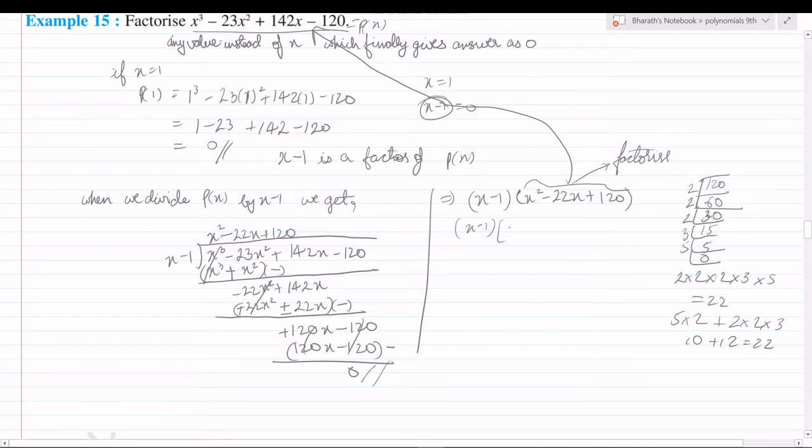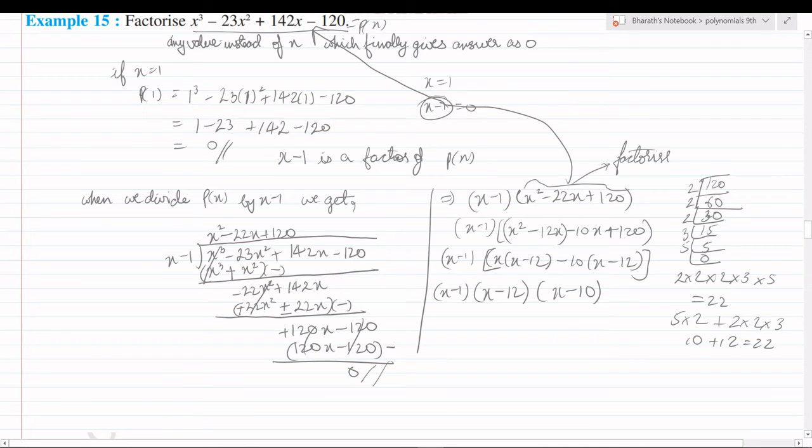So just factorize x square minus 12x minus 10x plus 120. Factorize this, taking x common in this: x minus 12, then taking minus 10 common in this: x minus 12, because minus into minus is plus. Now x minus 1, taking common x minus 12 in this whole expression, x minus 12, x minus 12.